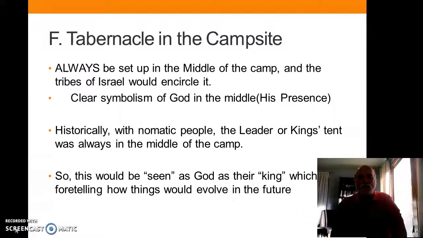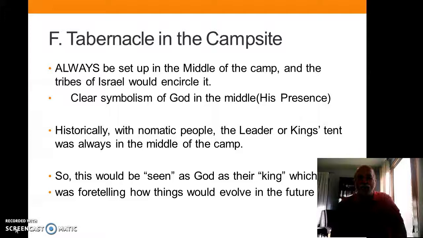So section F now begins the study on the placement of the tabernacle within the campsite. This is a relatively small detail, but it's important from a standpoint of, again, this remembrance and the imagery that would have been true at the time for this group of new nomads who are now moving through the desert in a particular and directional way. So it was always set up in the middle of the camp, and the tribes of Israel would then encircle the tent of meeting, or the tabernacle.